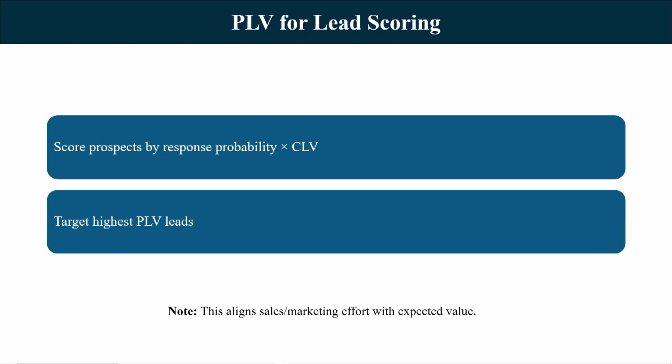Now, let us have a look at the prospect lifetime value metric for lead scoring. What we have to do is divide the customers, or divide the prospects. Score prospects by response probability. Who are the prospects? Which segment of prospects has a higher conversion rate? And which prospect segments will actually generate more CLV? Those categorizations have to be done.